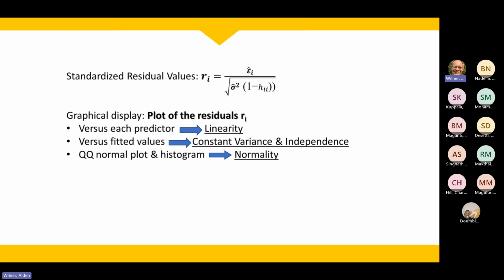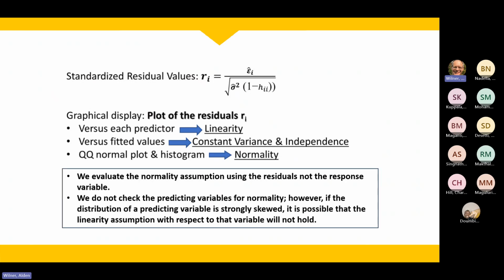We can look at it versus the fitted values, see if our variance is constant. We can look and see if our features are independent of each other. We can use a QQ plot or a histogram to test whether these are normally distributed. And we'll show each of these in the next few slides.